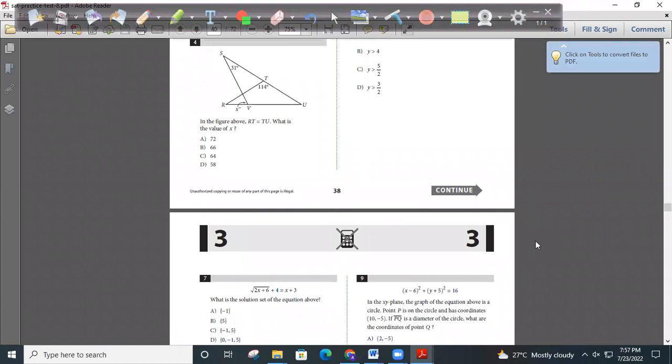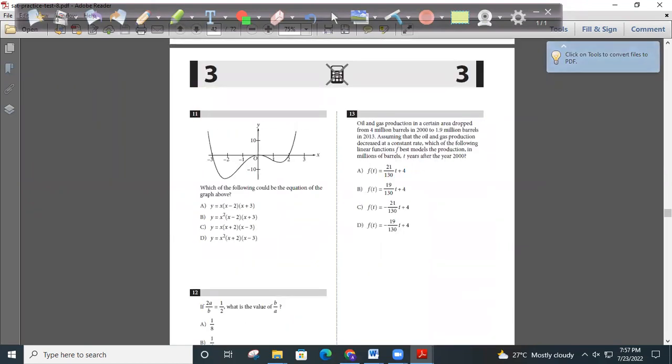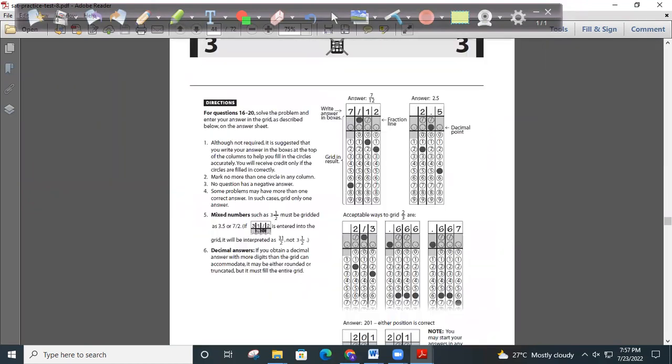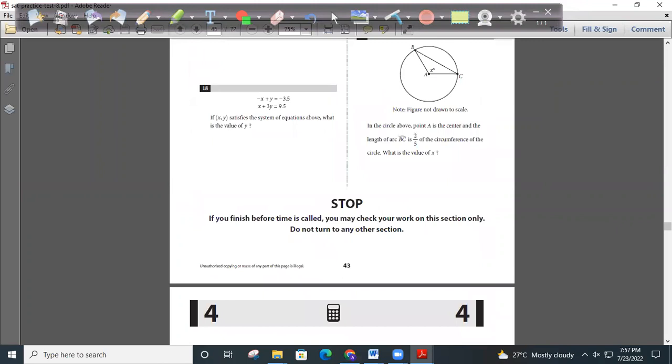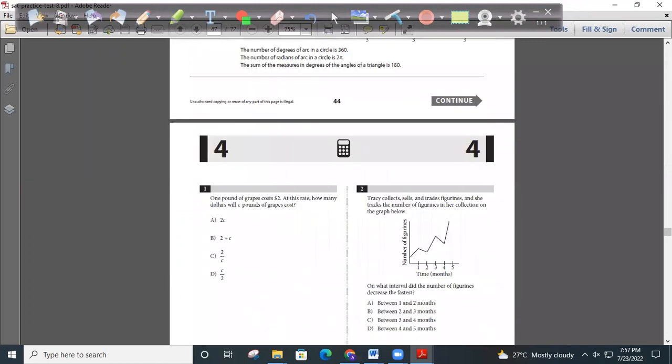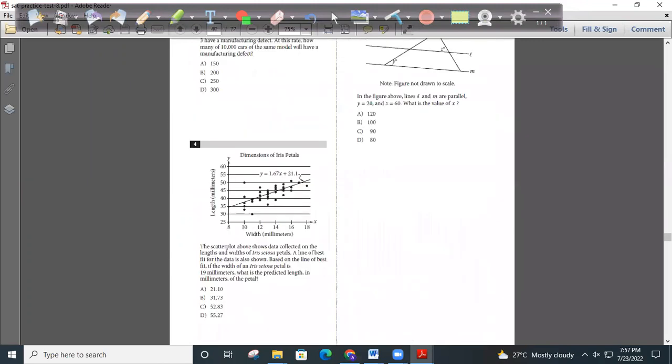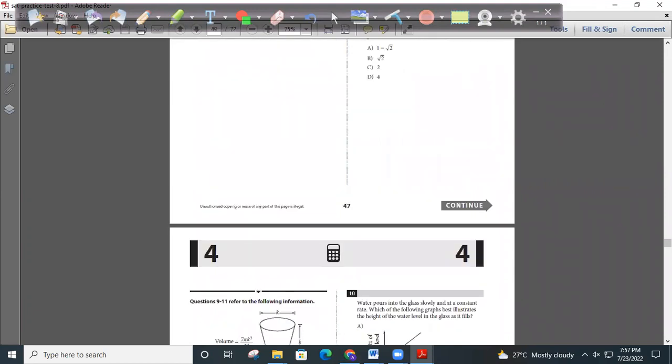In the figure above, RT is equal to TU. What is the value of X? That is not exactly based on similarity. We'll come back and solve it. That is based on the properties of triangles, the basic properties of triangles. If you know them, you'll be able to solve the question.